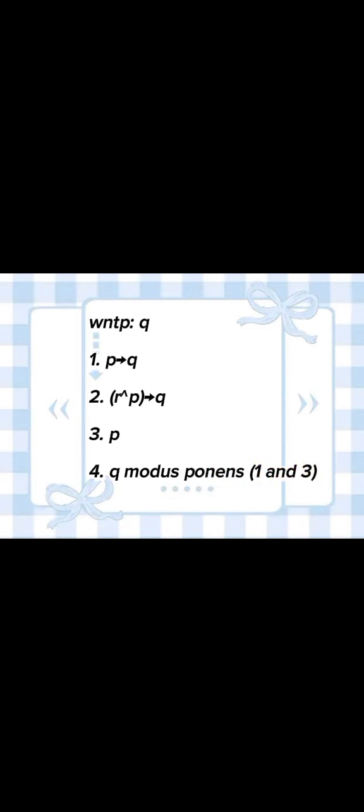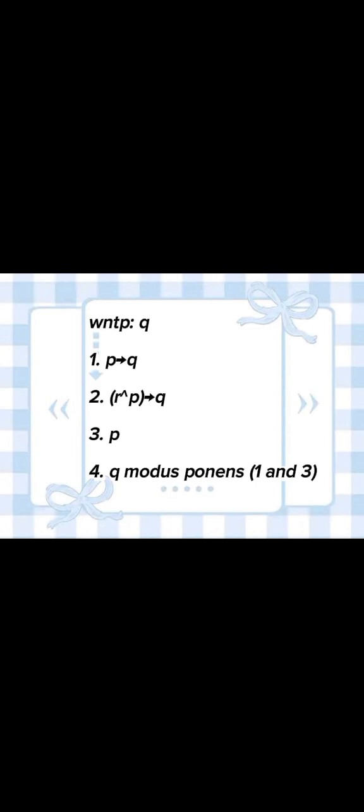My dear students, the first thing we're going to do is find the given. In this case, we're going to find the Q. We're going to use the law of inference. The first given is P implies Q. The second given is R and P implies Q. And the third given is P.